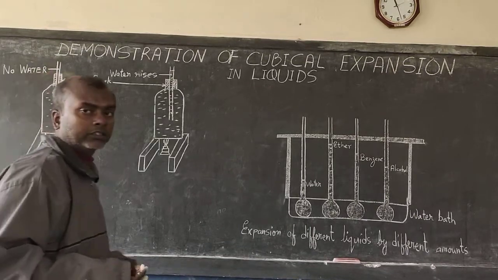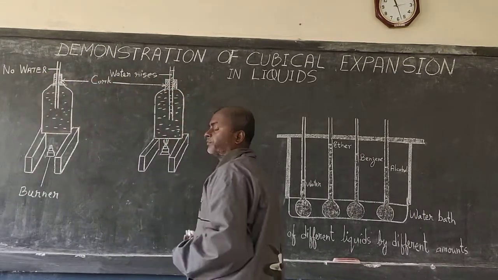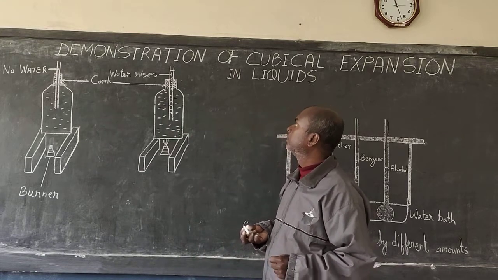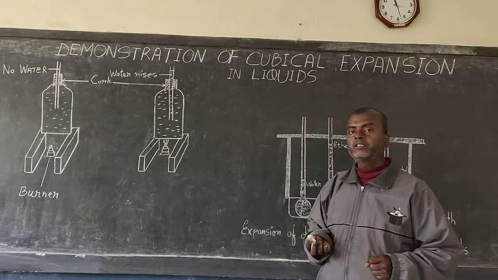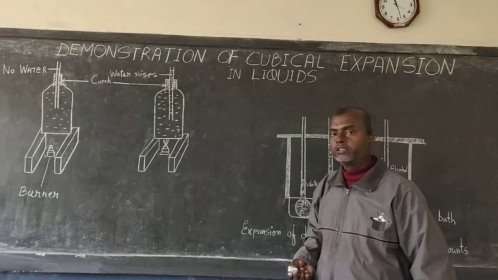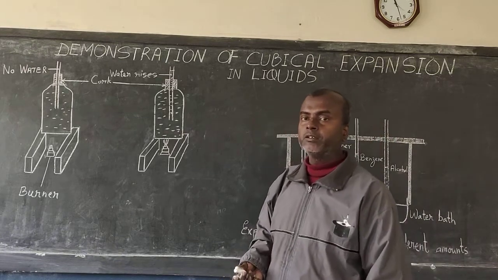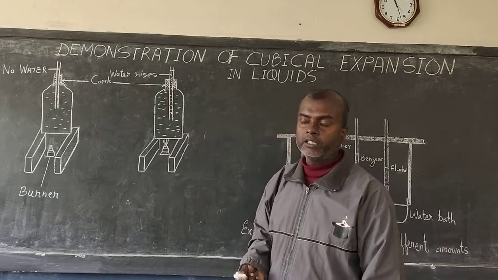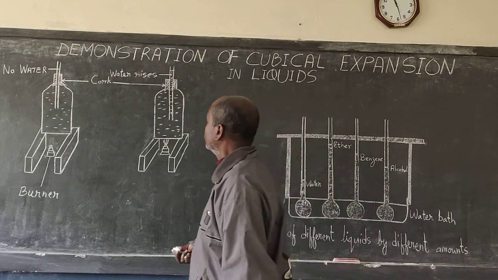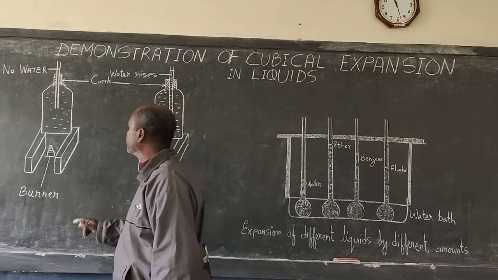Now here are given two illustrations of cubical expansion in liquids. Cubical expansion means expansion in the volume, in length, breadth and height together. So we will discuss this one first.